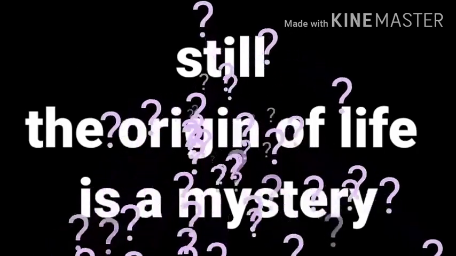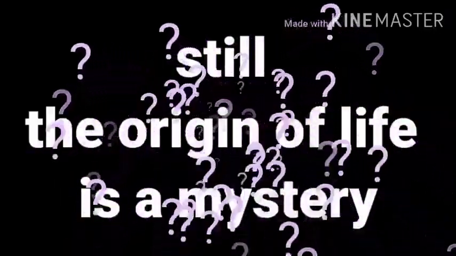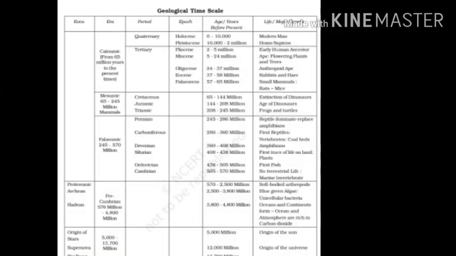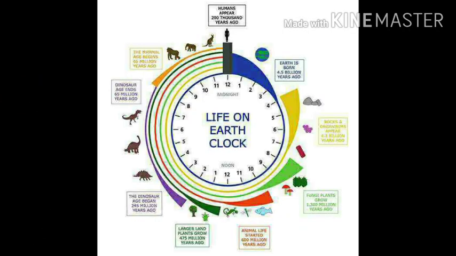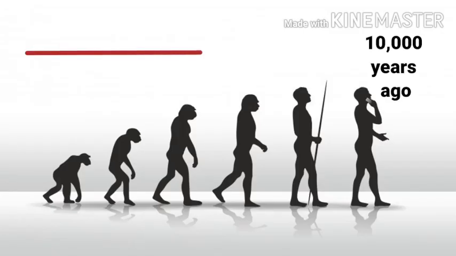Still, the origin of life is a mystery to scientists, but as much as has been discovered by scientists, we can see in this given picture step by step. In this picture, we can see the first origin of the universe, then origin of the sun, then formation of our biosphere, and the formation of unicellular bacteria. And thus, after that, step by step in the periods, you can see the formation of modern man started just before 10,000 years ago.